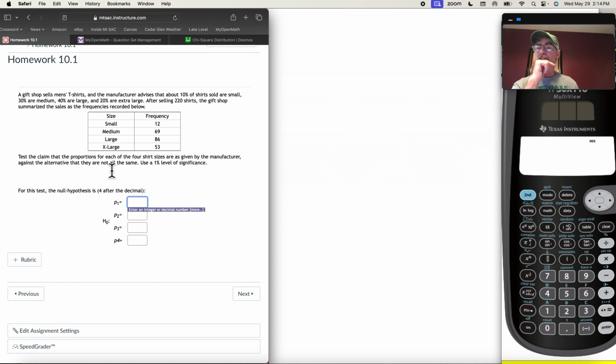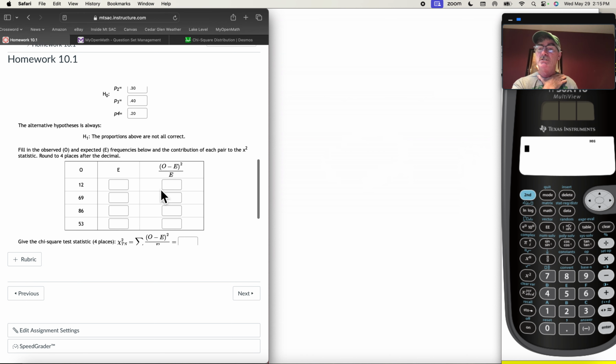So the first proportion, for the small shirts, which are 10%, we'll do 0.10. For the medium shirts, it says 30%, 0.30. For the large, it should have been 40%, 0.40. And the extra large would be 20%. These should add up to 100%, so I'm going to double check. 60, 90, 100%. Good. Okay, so we're all good there.